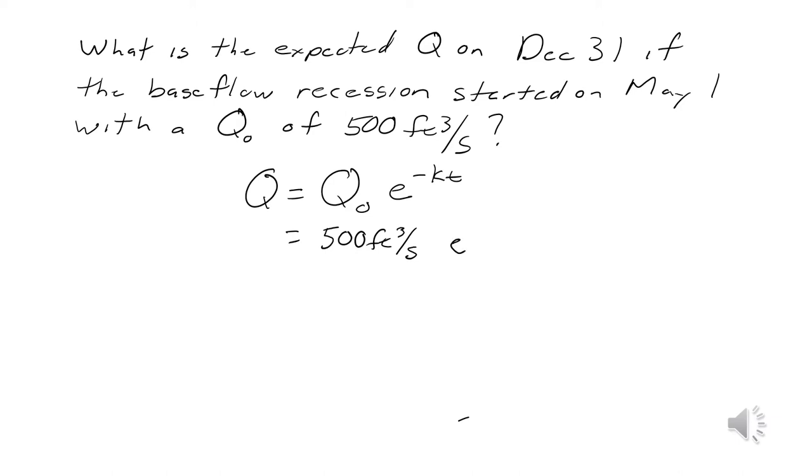You mean the K is the same too? Yeah. So just the time. Just the time, right? So e to the negative K, and K was 5 times 10 to the minus third per day. And then just estimate 30 days per month. And I believe that's 8 months. That should be 240 days.